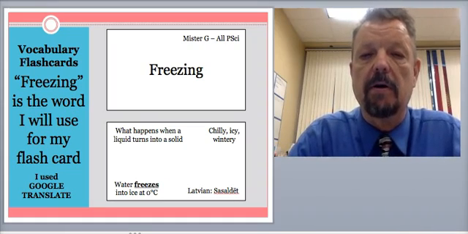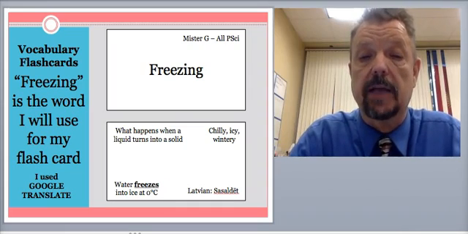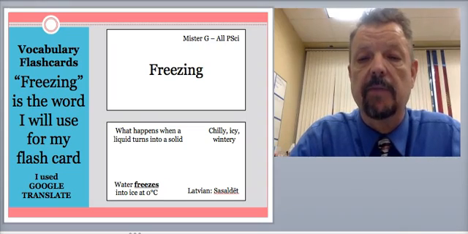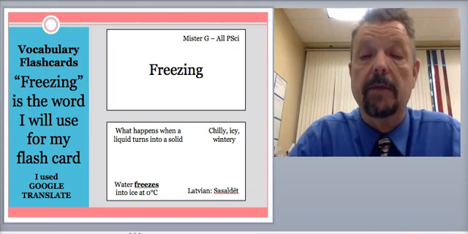If I flip over the card, what happens when a liquid turns into a solid is the definition. 3 synonyms for the word freezing include chilly, icy, and wintry. The sentence that I would use is: water freezes into ice at 0 degrees Celsius. I simply change the definition into a sentence. And English is not my first language, but my second language. So in my first language, Latvian, freezing is the same as sasaldēt.